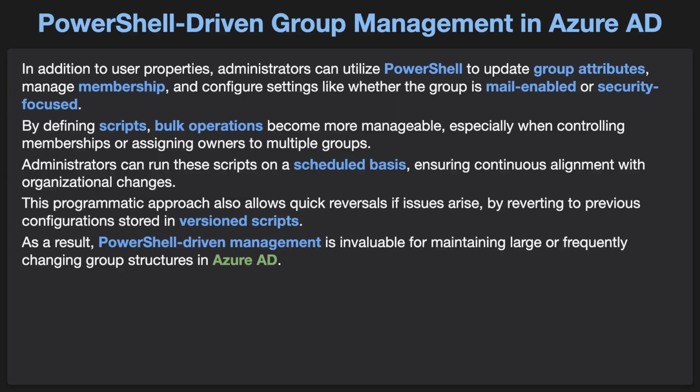In addition to user properties, administrators can utilize PowerShell to update group attributes, manage membership, and configure settings like whether the group is mail-enabled or security-focused. By defining scripts, bulk operations become more manageable, especially when controlling memberships or assigning owners to multiple groups. Administrators can run these scripts on a scheduled basis, ensuring continuous alignment with organizational changes. This programmatic approach also allows quick reversals if issues arise, by reverting to previous configurations stored in version scripts. As a result, PowerShell-driven management is invaluable for maintaining large or frequently changing group structures in Azure AD.